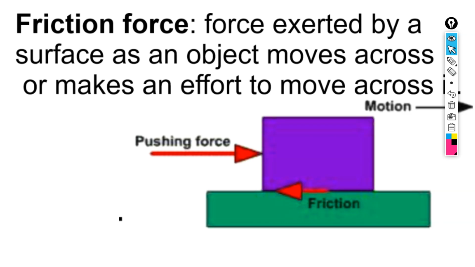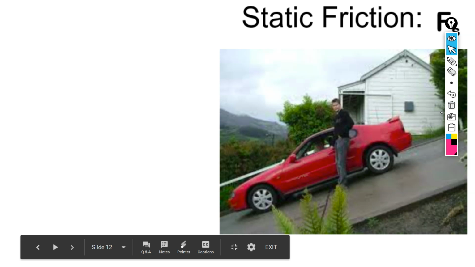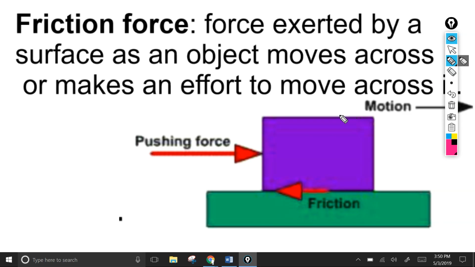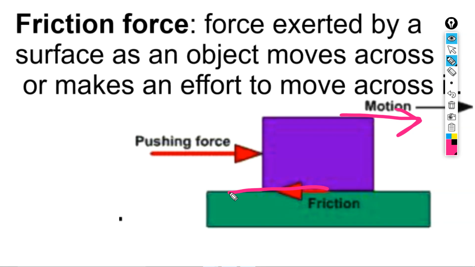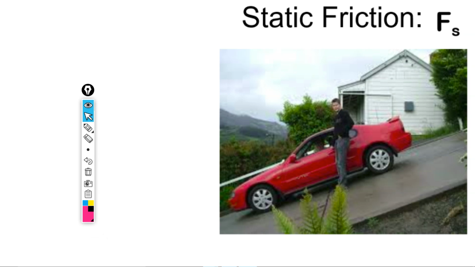Friction force is the force that opposes motion as two objects move, slide across each other, or attempt to slide across each other. It acts in the opposite direction of motion. So we have motion in this direction, and friction is acting in that direction, opposite of the direction of motion. Static friction is when there is no motion, the car isn't sliding down the hill due to the friction between the tires and the road.